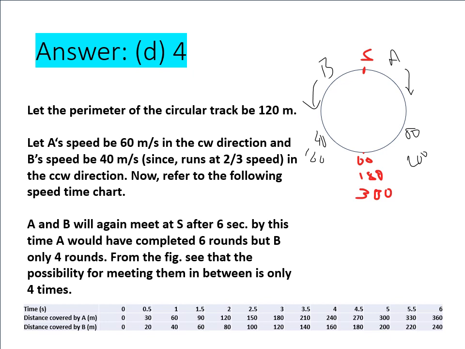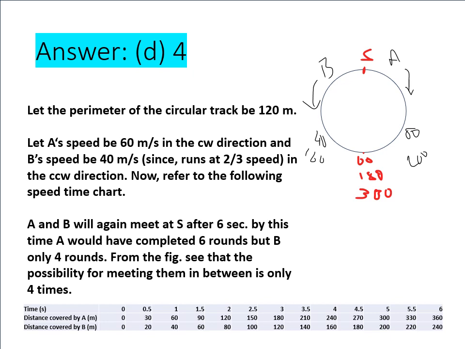Now from the table we can see that after 6 seconds they will meet once again. At t equal to 0 they are meeting, and they start their journey in opposite directions, but only after 6 seconds they will meet again. But at that time of 6 seconds A has traversed 360 meters, that is he has completed 3 rounds, but B only 240 meters, that is 2 rounds only.